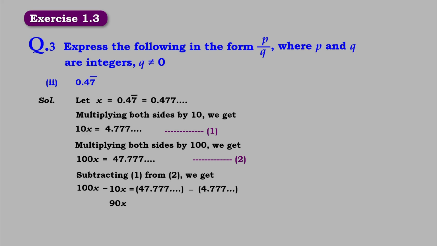Here, since there is one non-repeating number, that is 4, we first have to make the repeating numbers come right after the decimal point. So initially we multiplied with 10 and then we multiplied 10x by another 10, which becomes 100. So now we got 90x equal to 43. So x equals 43 by 90. So this is in the form of P by Q.